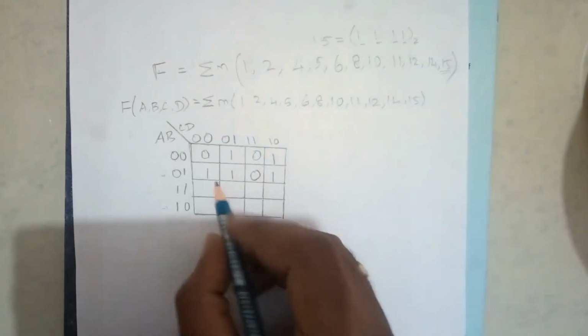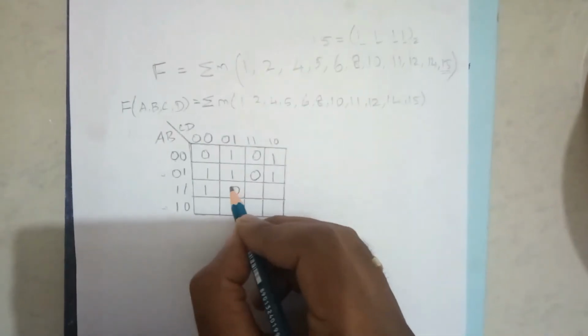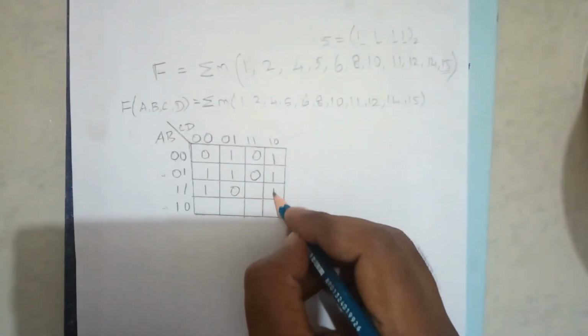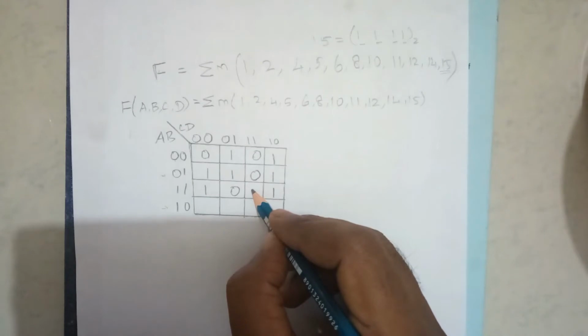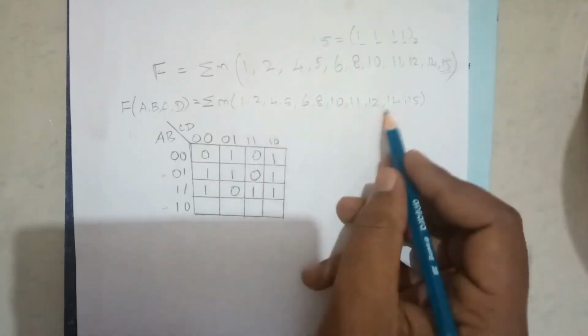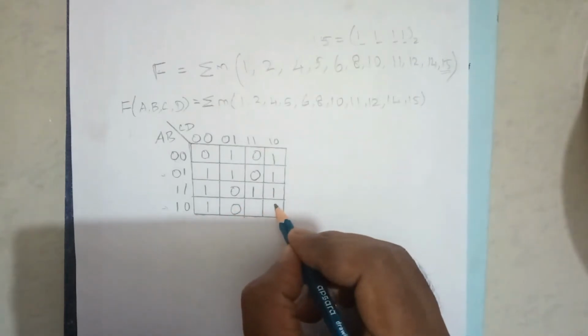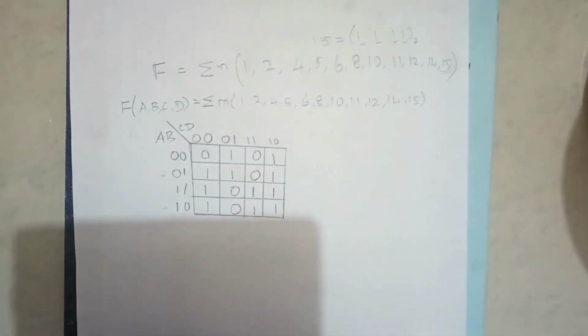Then this number is 12, 12 is there, so I will put value 1. 13 is not available, so I will put 0. 14 is available, I will put here 1. 15 is available, also I will put 1 here. Then this position is called 8, 8 is there in my function. Then 9 is not there, 10 is there, 11 is there. So by the way, I am going to substitute the corresponding values based on my function in my K-map.